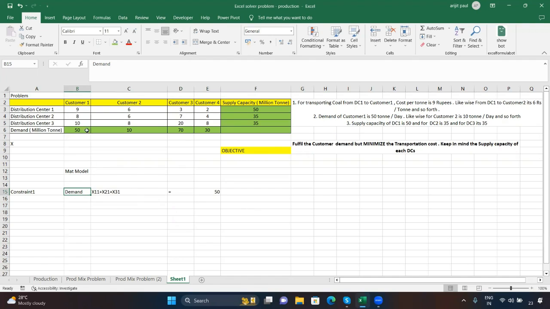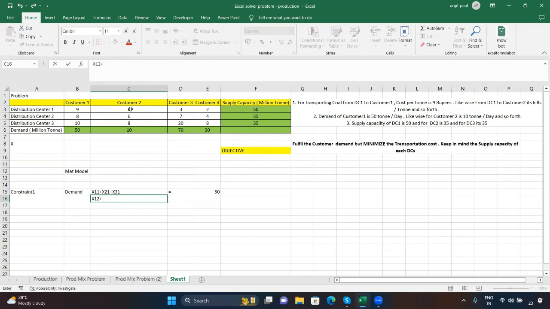Okay. So what is x11? This cell is the x11 because the distribution center is 1 and customer 1 is 1. So that is why we have denoted this cell as 11. Correct? We have referred this entire cell as x, and this one we have referred as x11. This one is x21. Why? Because the distribution center is 2 and the customer is 1. That is why it is x21 and this is x31. So x11 plus x21 plus x31 needs to be equal to the demand. What is the demand of customer 1? That is 50. So we have mentioned the same thing. Similarly, for the customer 2, we can mention x12.